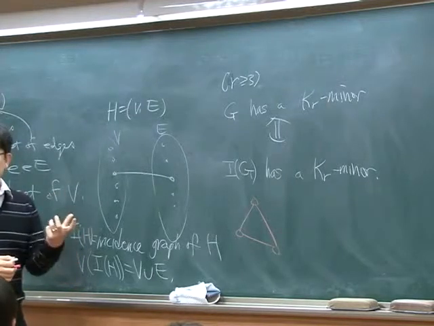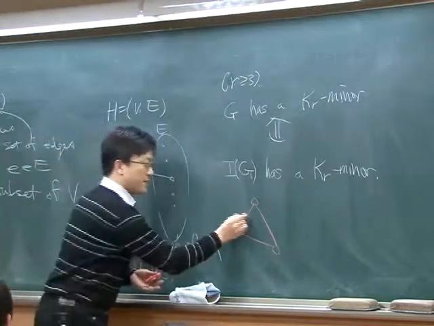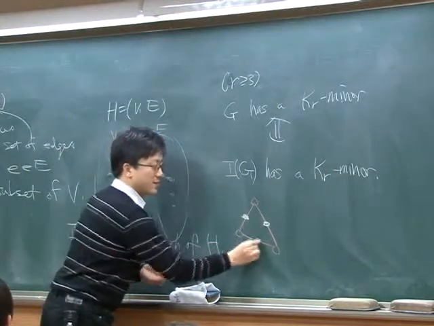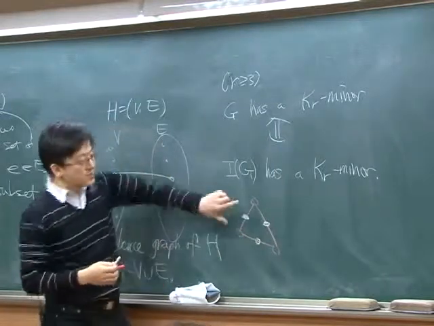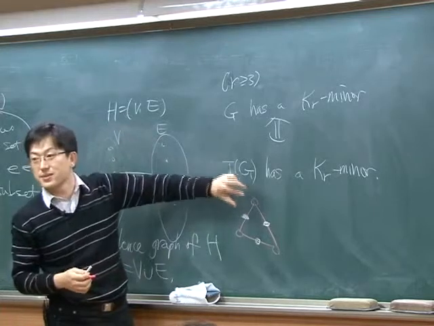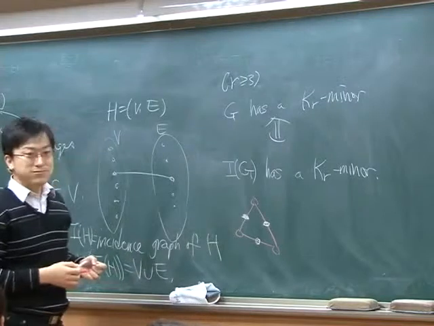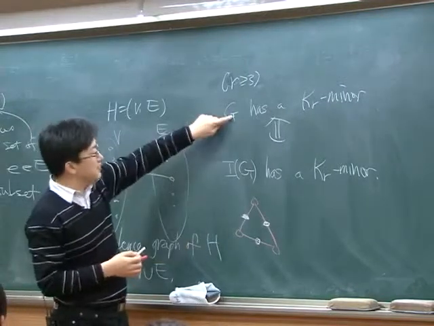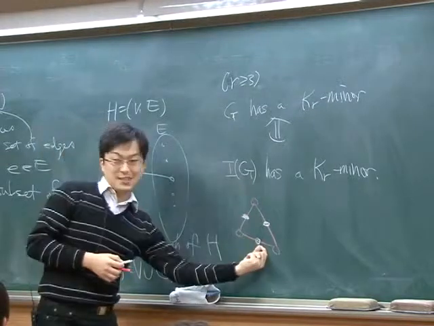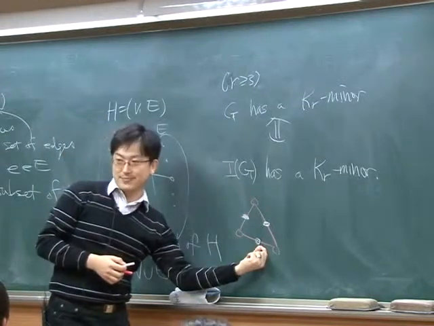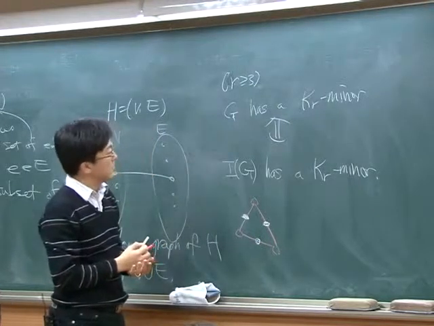You create vertices for each edge, right? So you add new vertices and make them adjacent to the previous endpoints. So what you do is just subdividing every edge exactly once, right? That means graph G itself is a minor of this graph. By contracting these vertices, you can make G as a minor, right? So that implies one direction, right?